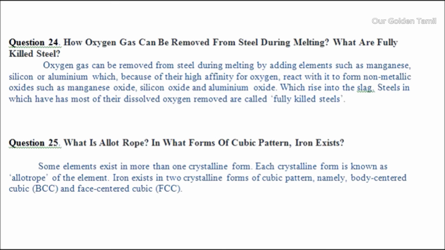Question 25. What is allotropy? In what forms of cubic pattern does iron exist? Some elements exist in more than one crystalline form. Each crystalline form is known as an allotrope of the element. Iron exists in two crystalline forms of cubic pattern, namely, body-centered cubic, BCC, and face-centered cubic, FCC.